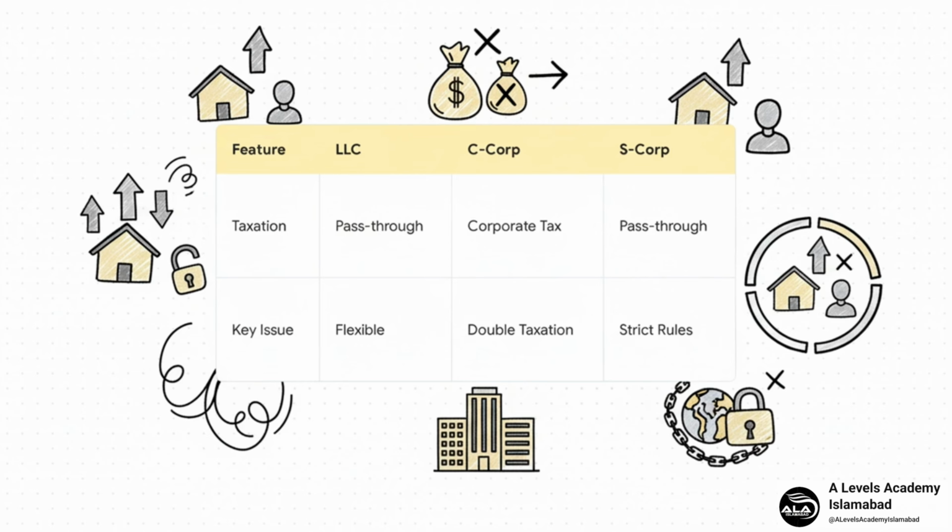The company gets taxed, and then you, the shareholder, get taxed again on dividends. Ouch. Then there's the S Corp, which is clever because it avoids that double tax hit. The problem, it has really strict ownership rules, which means it's often a no-go for non-US residents.